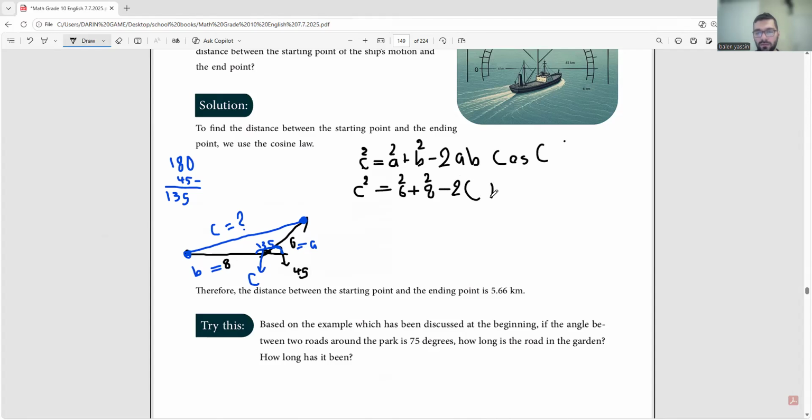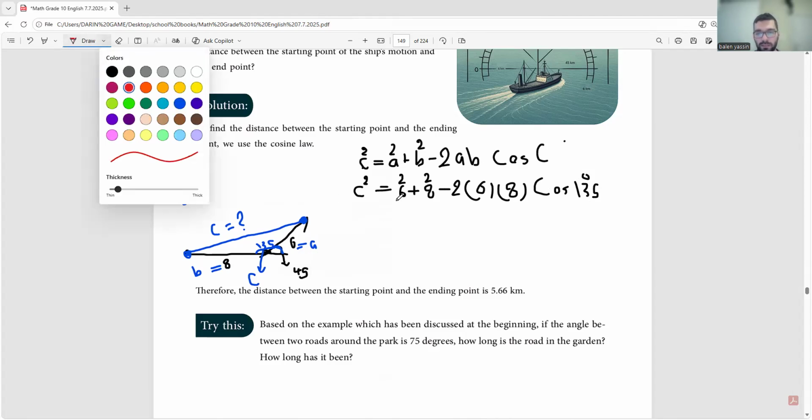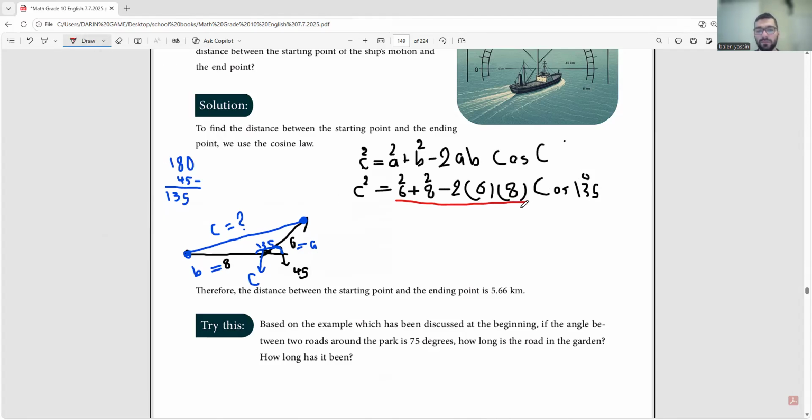Remember, when you plug in values for variables, always use brackets. So a was 6, and then b was 8, like this, cosine of 135. For the numbers, it's a very simple calculation. The only thing that we need to explain is the cosine of 135.